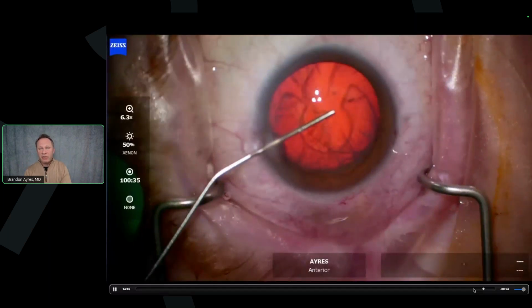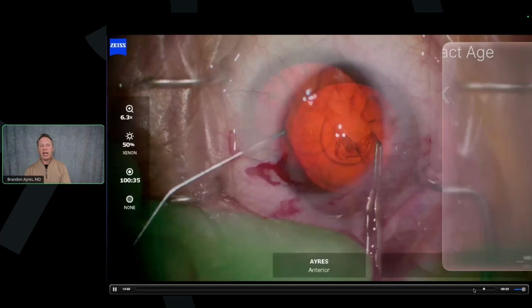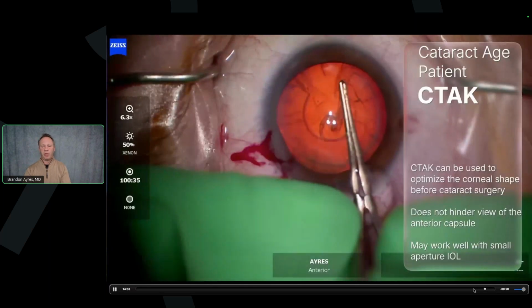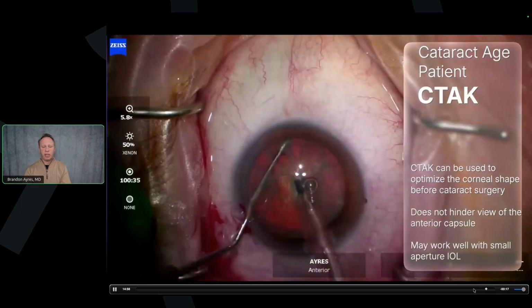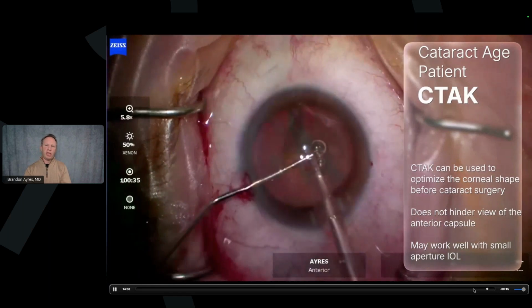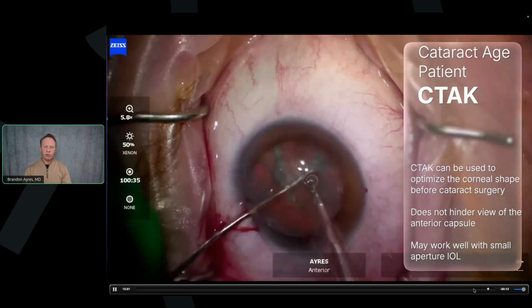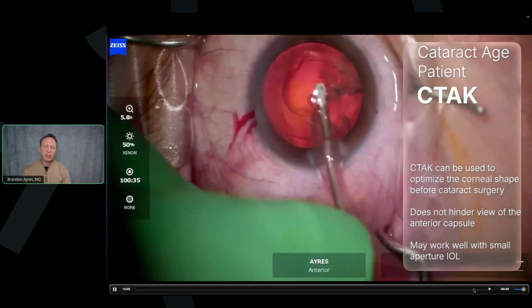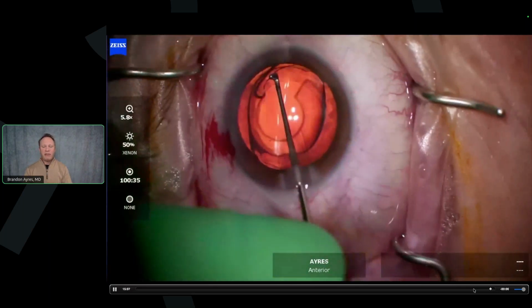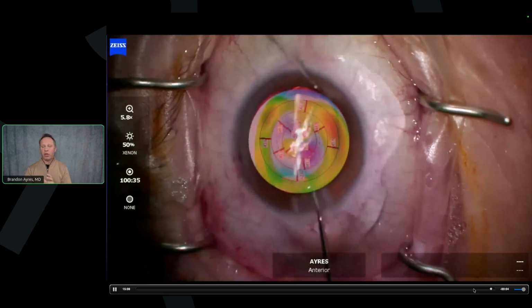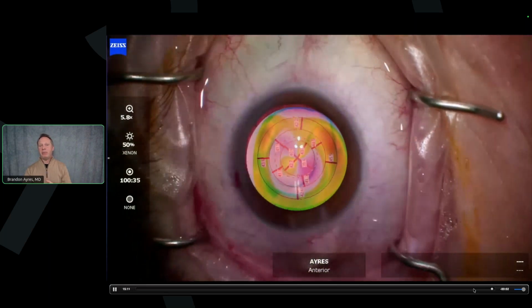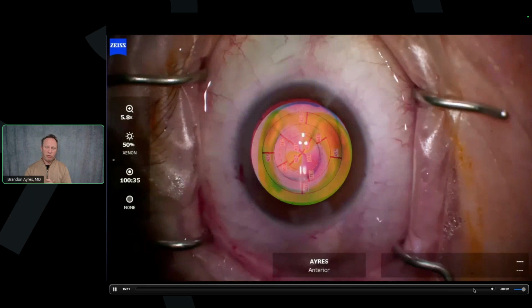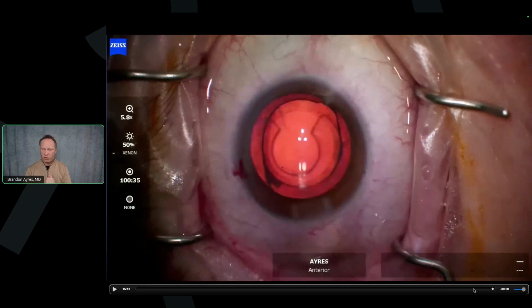And yes, we have done CTAK prior to cataract surgery in keratoconus patients to try and regularize the cornea to decrease their need for specialty lenses after cataract surgery. That has also been quite successful. I wouldn't say I've got hundreds of patients, but I've got a couple. So even in that cataract age keratoconus patient, CTAK can be a benefit. And this was one of our happier patients who's been doing very nicely after cataract surgery.